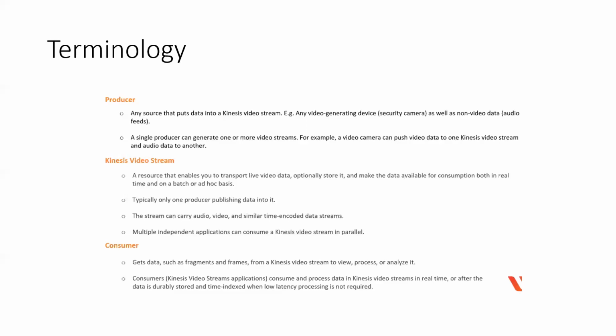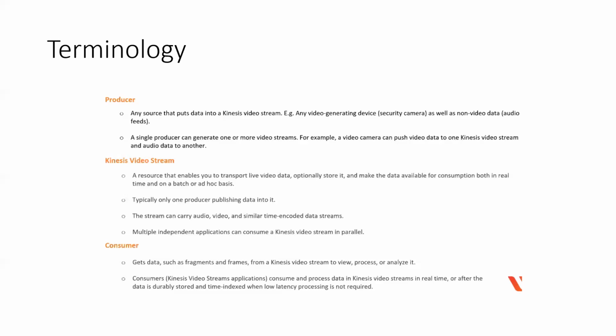Kinesis Video Streams is your middle layer, basically your main component, which does all the activities: getting the data from producers and further processing it to the consumers or to the destinations. It is the resource which enables you to transport your live video data, or if you want to store it for a particular time, you can store it, and it makes your data available to the consumers.